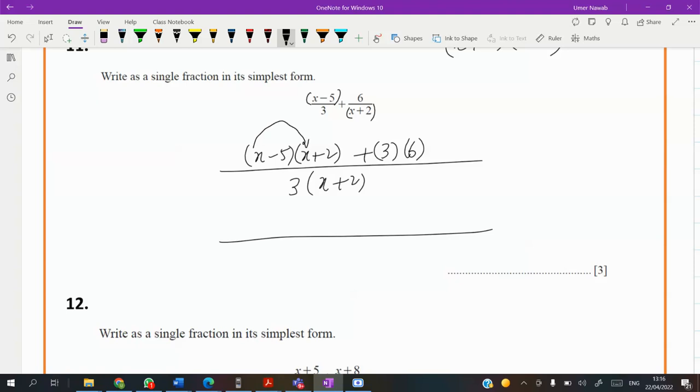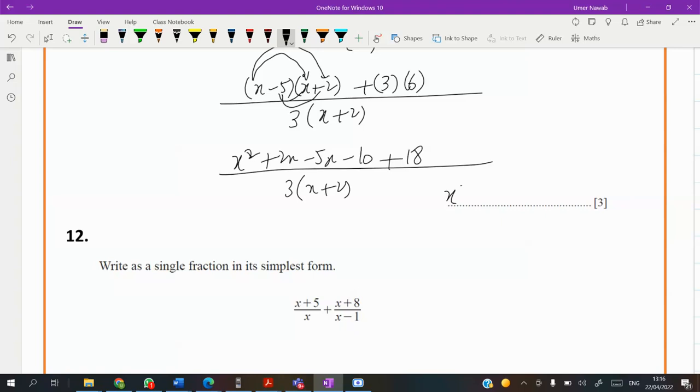X multiplied with x is x squared. It's 2x minus 5x minus 10 plus 18 over 3x plus 2. Simplify it. So x squared minus 3x plus 8 over 3x plus 2.